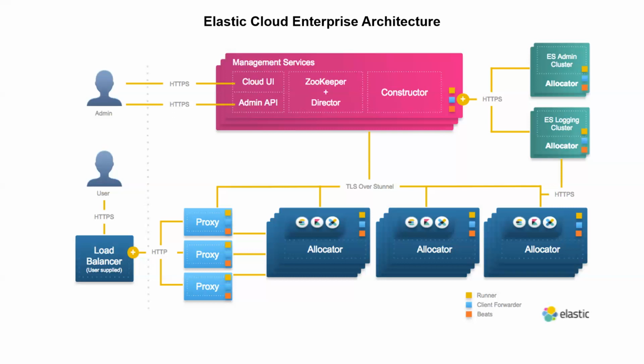The basic Elastic Cloud architecture is a service-oriented architecture. Containerization is done using Docker, the cluster state coordination is done using ZooKeeper, and there is easy access through the Cloud UI.